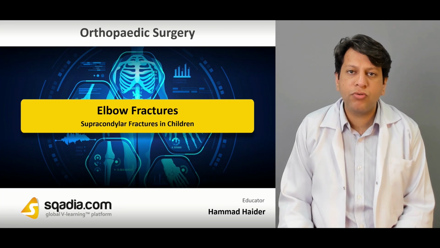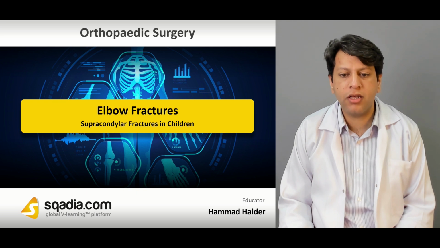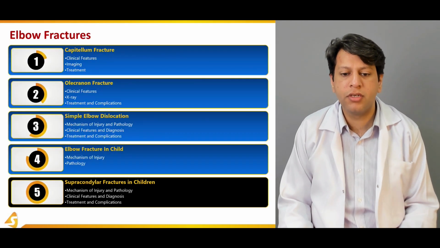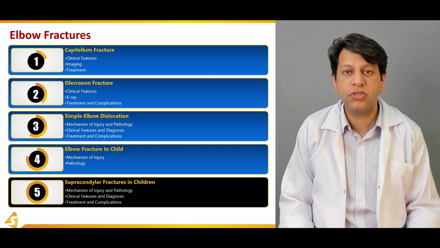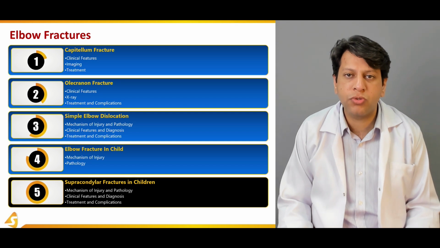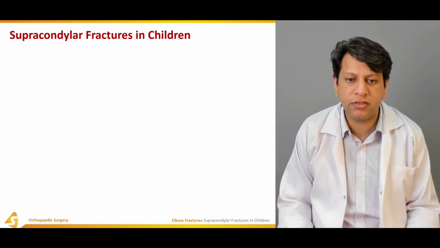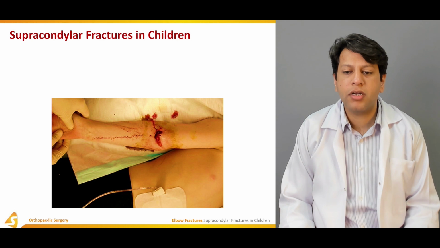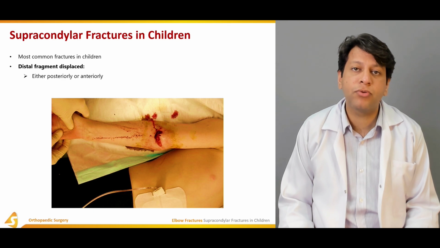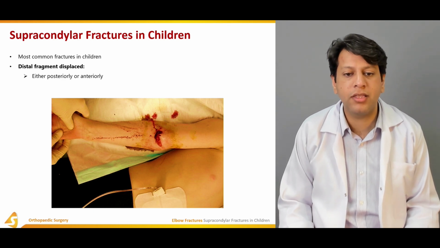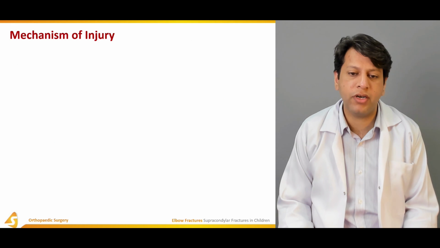Now, moving on to the most common type of fractures present in children, that is the supracondylar fractures in children. In this section, we will be discussing the mechanism of injury and their pathoanatomy, clinical features, treatment, and the complications associated with supracondylar fractures. The distal fragment is displaced either posteriorly or anteriorly, and that is actually how they are classified as well.